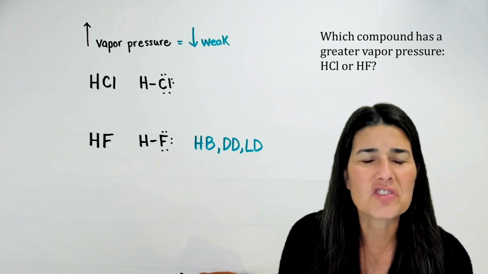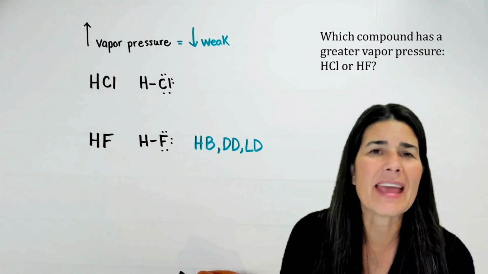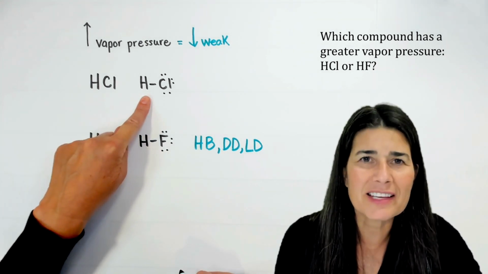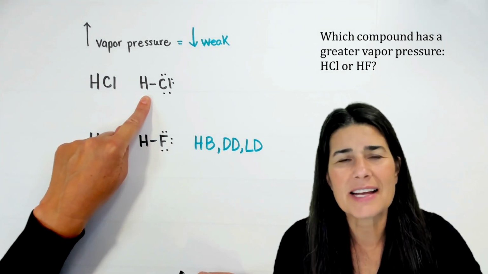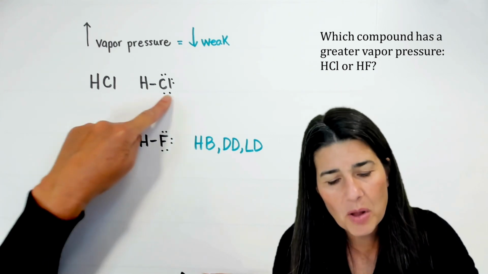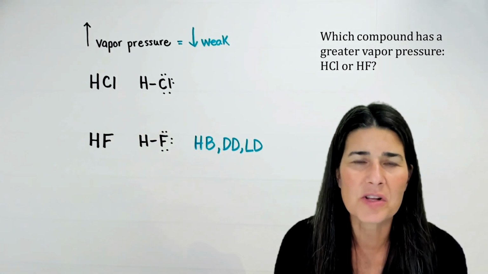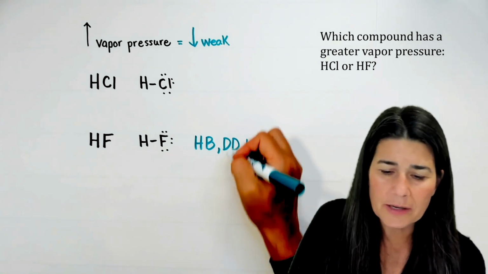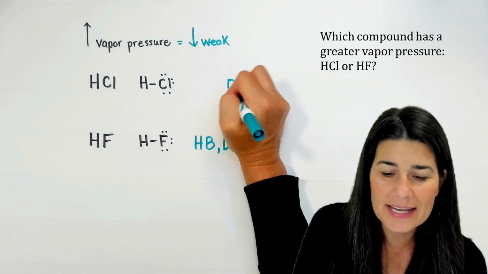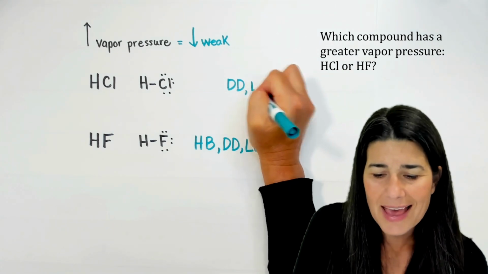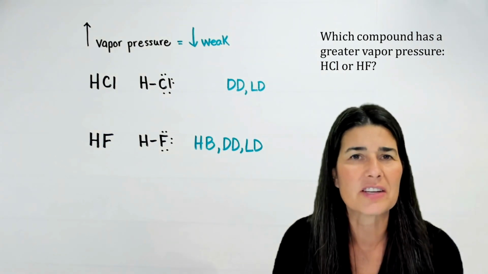Now, what about HCl? We don't have hydrogen bonding, but HCl is a polar molecule. Chlorine is more electronegative than hydrogen. It's going to pull electron density towards it. This is an asymmetric molecule. And because it's polar, hydrochloric acid, or HCl, experiences dipole-dipole interactions and London dispersion interactions.